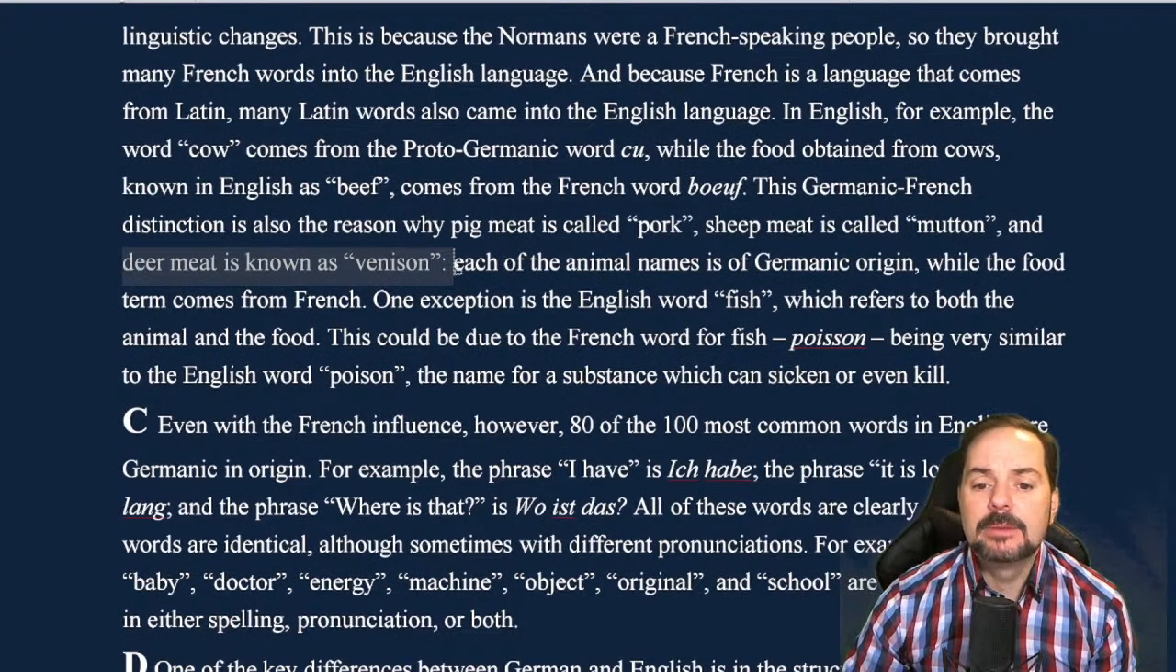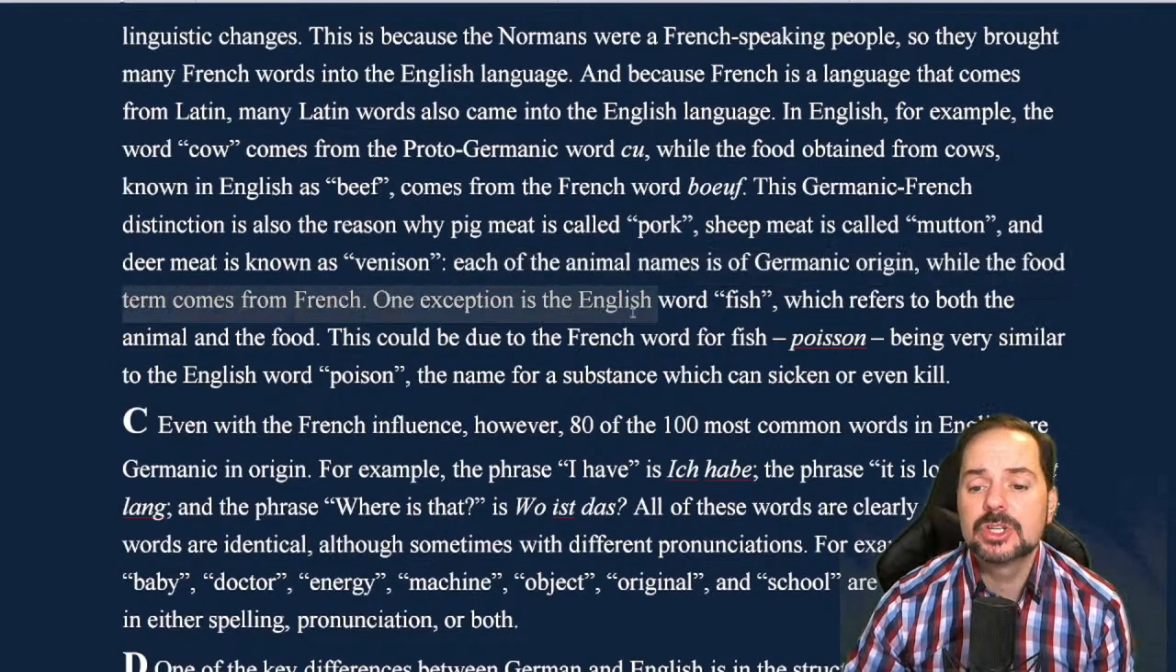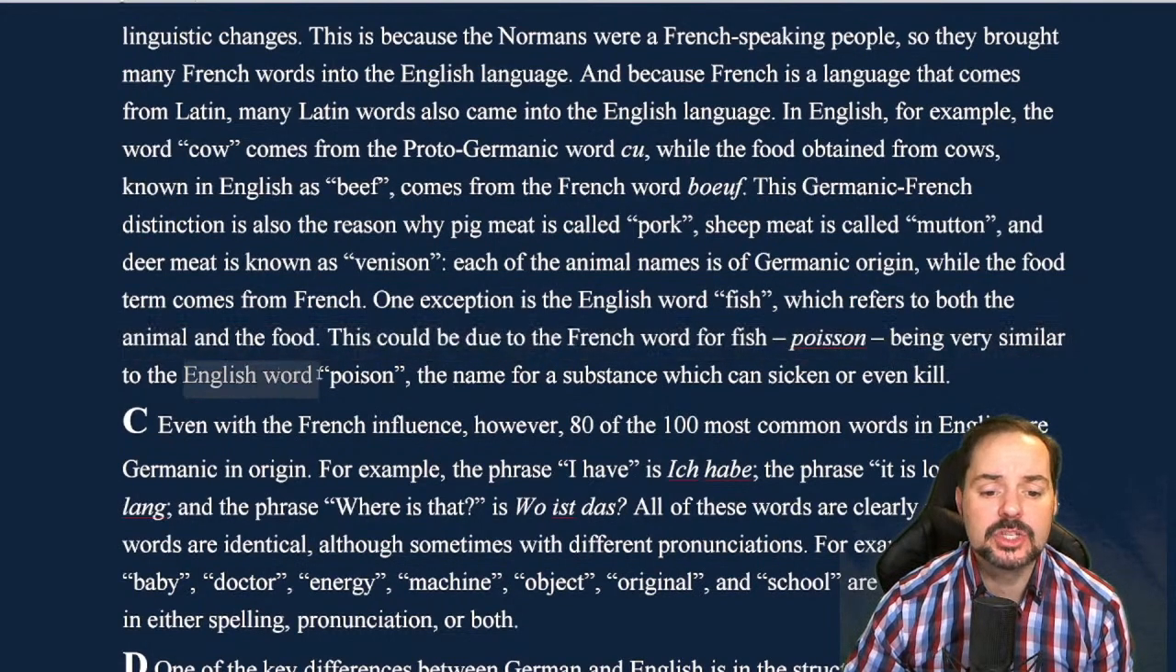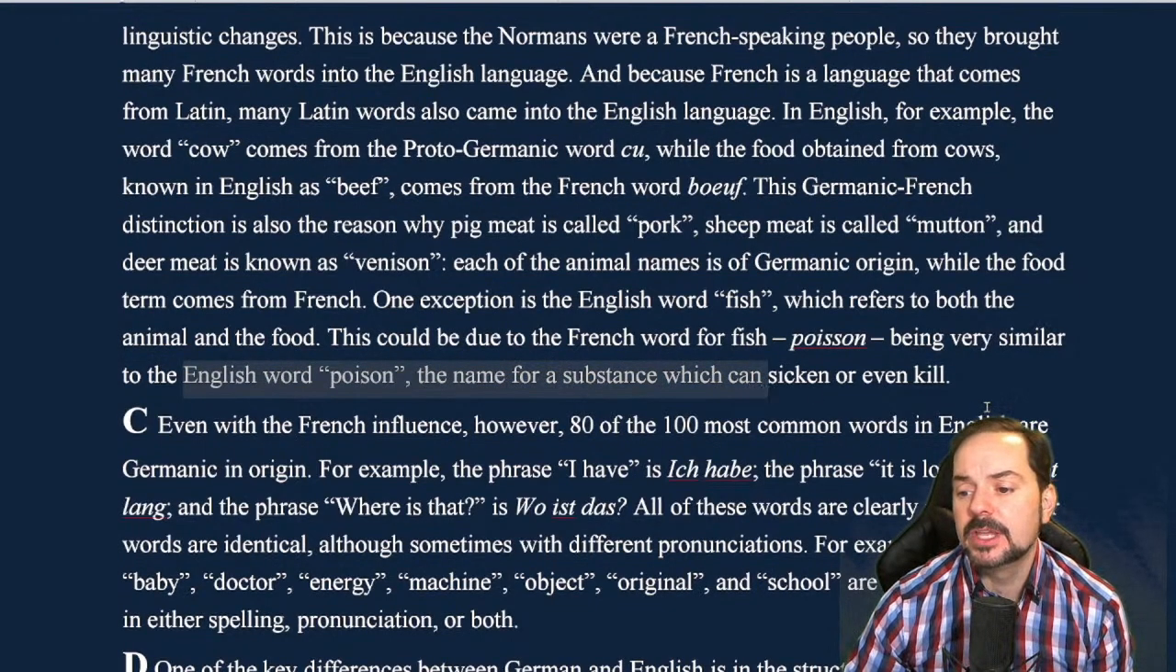Each of the animal names is of Germanic origin, while the food term comes from French. One exception is the English word fish, which refers to both the animal and the food. This could be due to the French word for fish, poisson, being very similar to the English word poison, the name for a substance which can sicken or even kill.